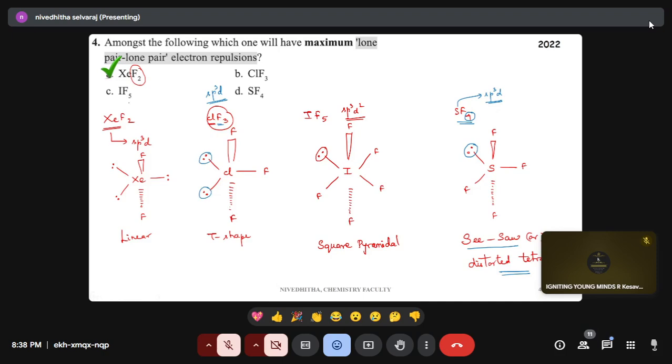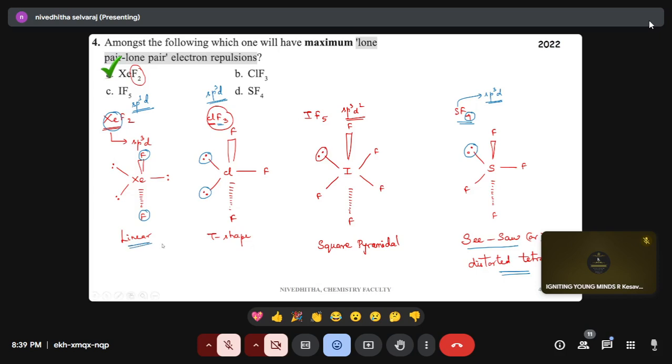In XeF2, the hybridization is sp3d again, and xenon can form 5 chemical bonds, but here xenon has only 2 fluorine atoms, and the 3 remaining positions are filled with lone pairs of electrons. Now the trigonal bipyramidal structure has 3 lone pairs. Now the shape is linear.